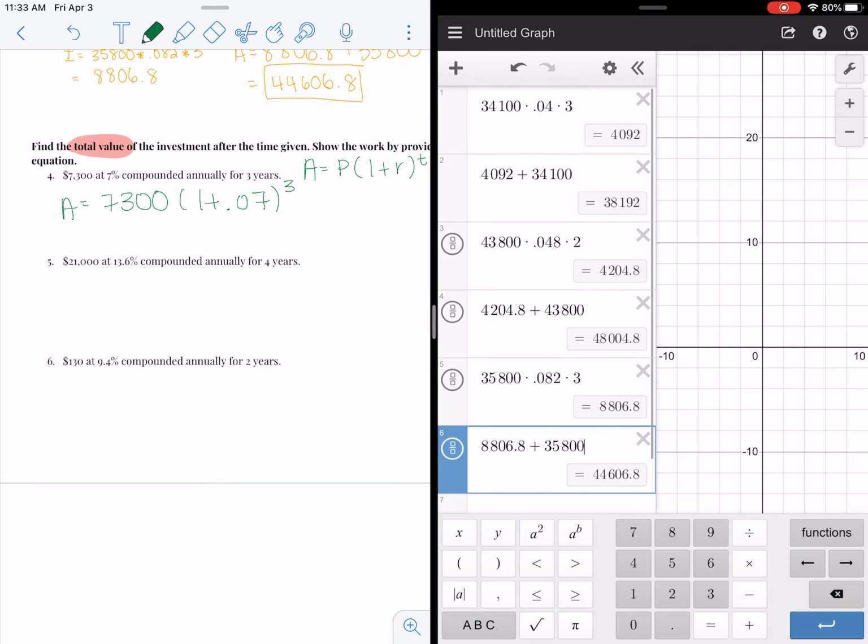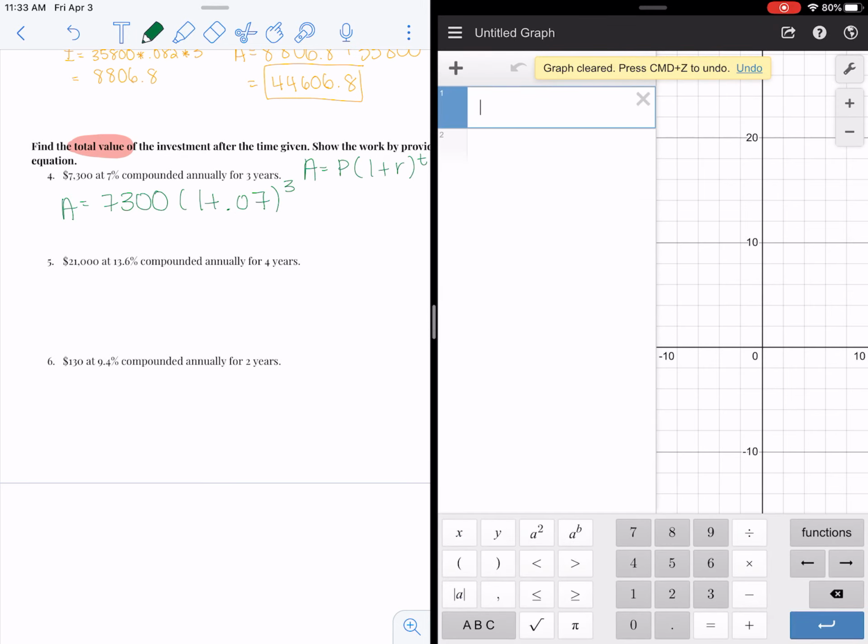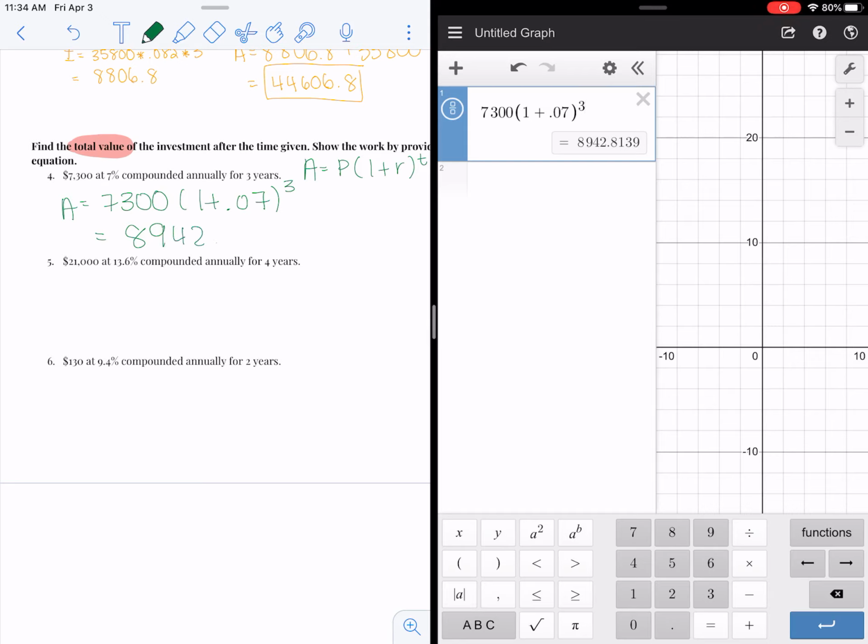You can delete all to clear your screen. So I'm going to do 7,300 parentheses 1 plus 0.07 close parentheses, and the A to the B button right there next to the A squared button is going to be the exponential or the caret symbol, and we know it's at 3 years, so we have our answer, $8,942.81. I'm going to round it to the nearest cent. So that's our answer for number 4.